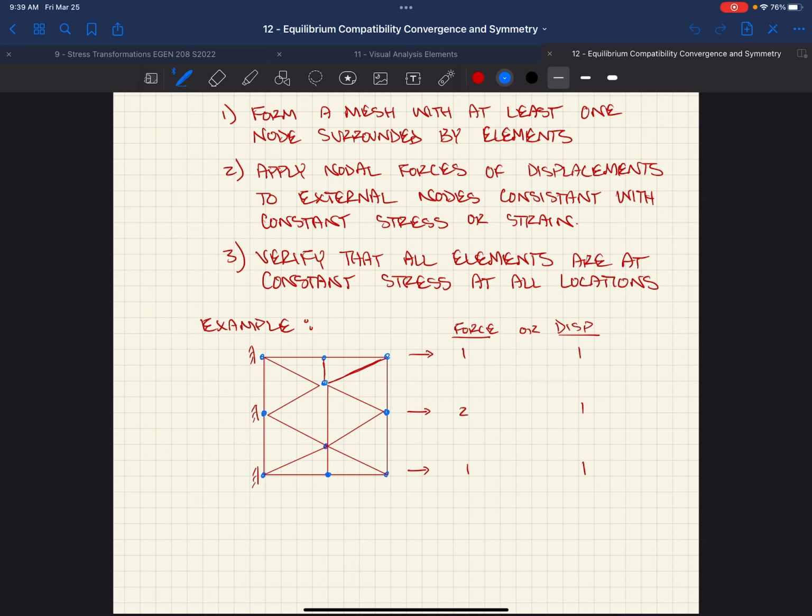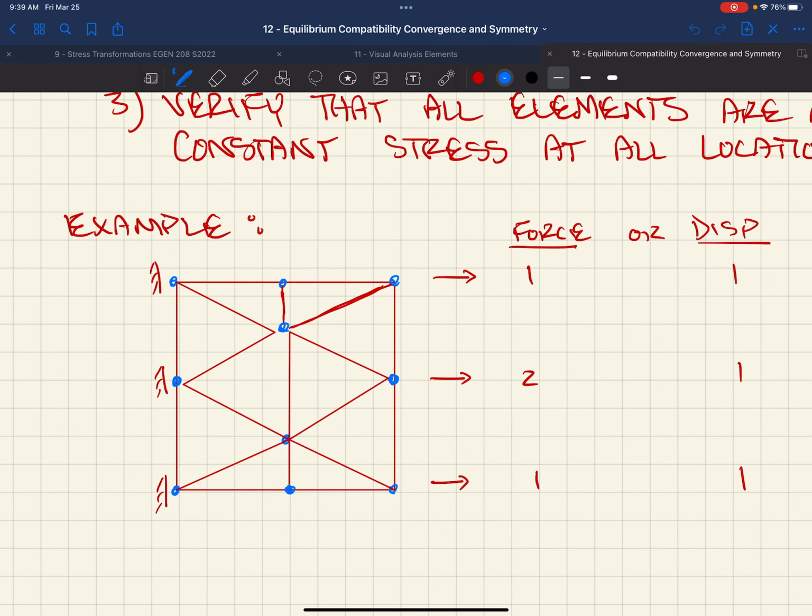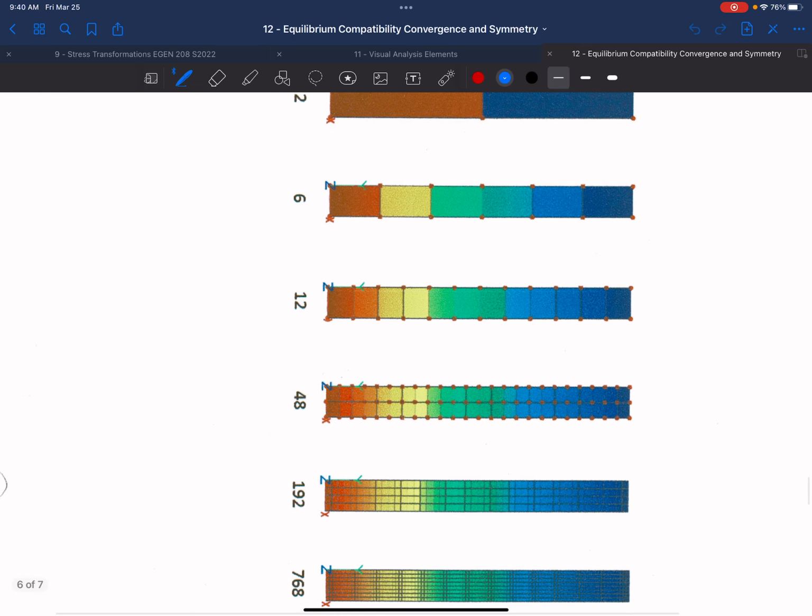Okay, you would create this model, you'd apply either forces or displacements that would result in constant strain or stress, okay? And then you would verify all elements are at constant stress at all locations, and you could confirm parts 2 through 5. What does that mean? Well, you would impose forces on those 3 nodes. In order to get uniform forces, you would put a unit force of 1, 2, and 1. If you want to do displacements in order to get constant strain or stress, you would just want to move those over the same amount, right? So you do a unit displacement of all 3 nodes. What does that look like? If you did it in VA, what's this thing right here?